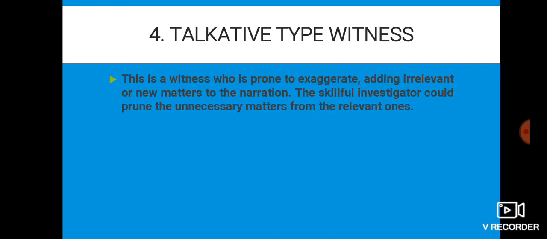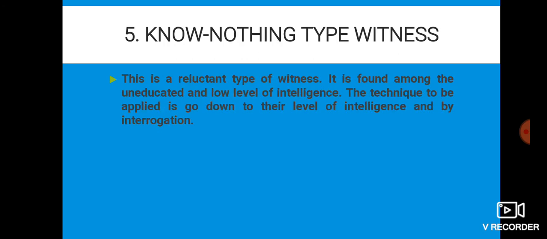Next is talkative witness. This is a witness who is prone to exaggerate, adding irrelevant or new matters to the narration. The skillful investigator could prune the necessary matters from the irrelevant ones. Next is know-nothing type witness. This is a reluctant type of witness. It is found among the uneducated and those with a low level of intelligence. The technique to be applied is to go down to their level of intelligence by interrogation.